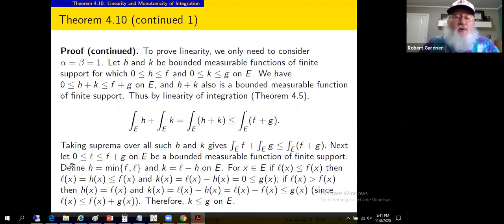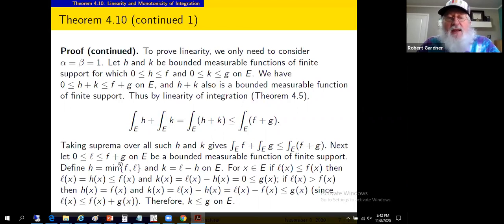All right, to reverse that inequality, let's take L less than or equal to f plus g to be a bounded measurable function of finite support. Define h to be the minimum of f and L. Right, we've got a lot of moving parts going on here. We've got three functions: the f function, the g function, and the f plus g function.